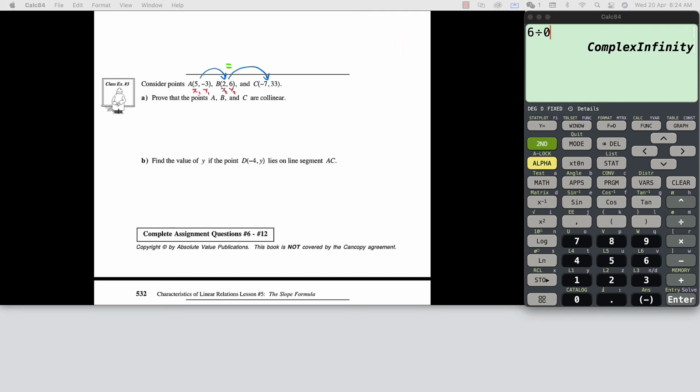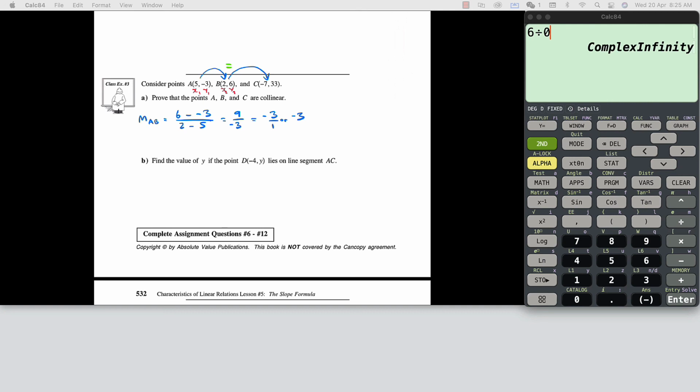The slope for AB is going to be Y2 minus Y1 over X2 minus X1, which is going to be 6 plus 3, which is 9, over 2 minus 5, which is going to be a negative 3. And 9 divided by 3 is going to give us 3 over 1, and that's going to be a negative slope, or you could write it as negative 3 and just assume that the 1 is on the bottom.